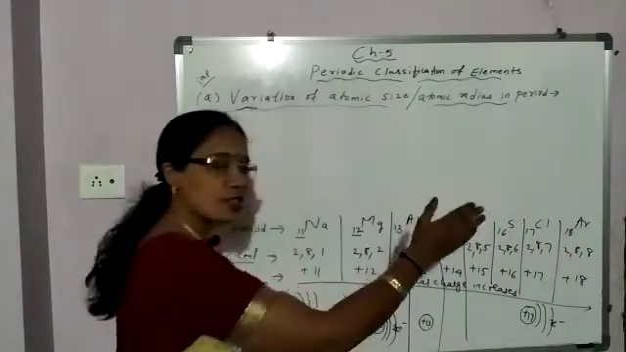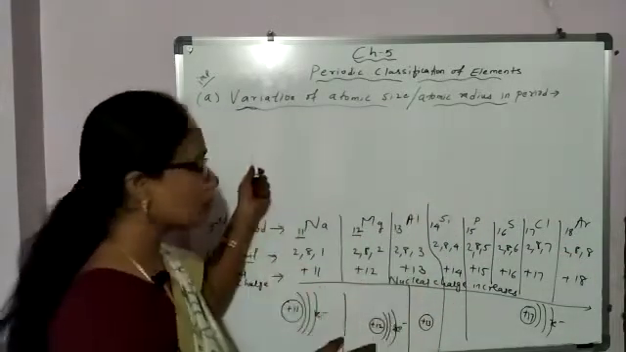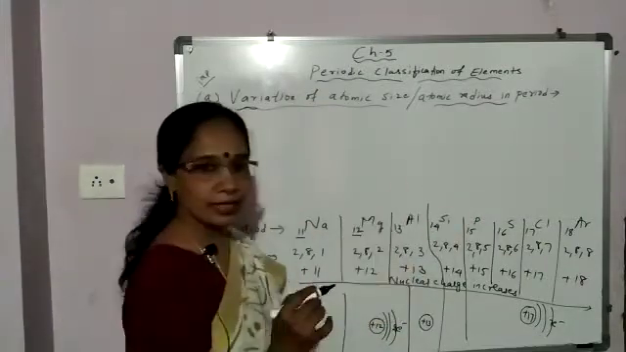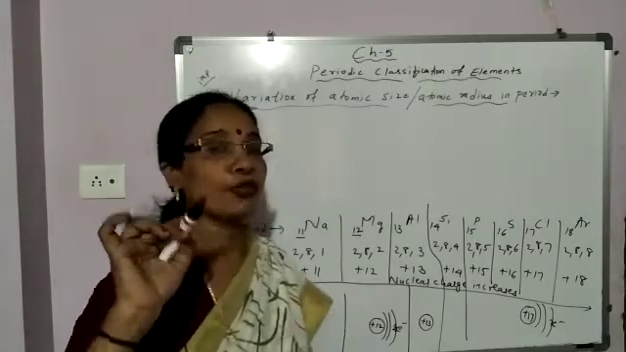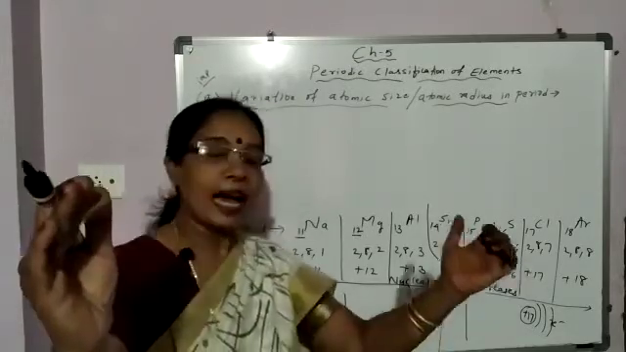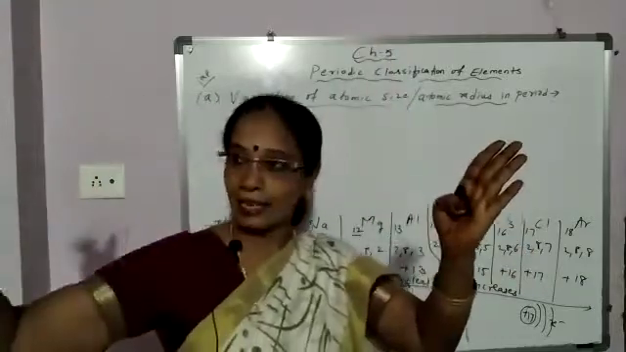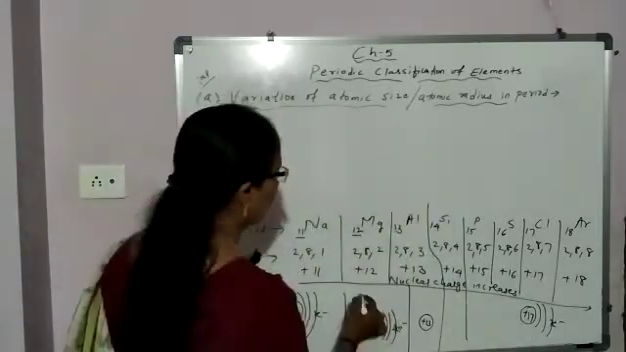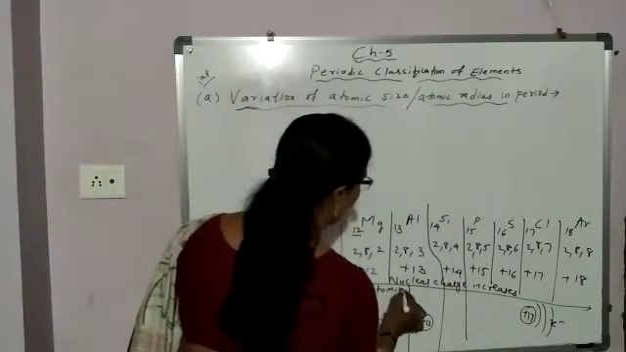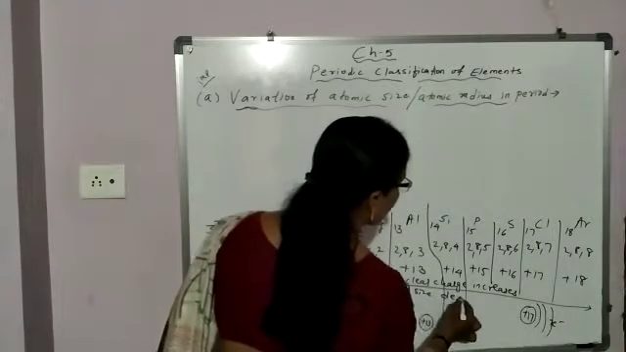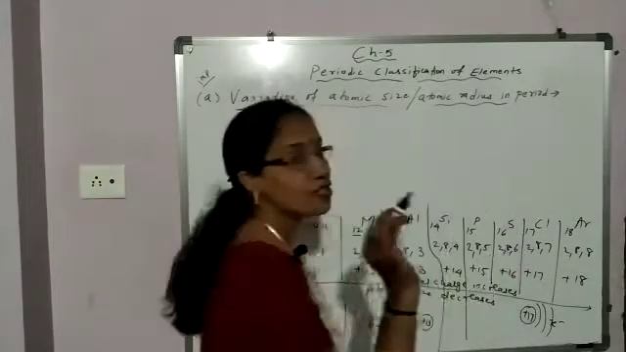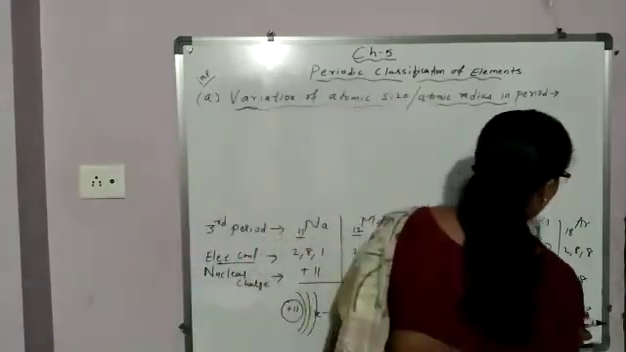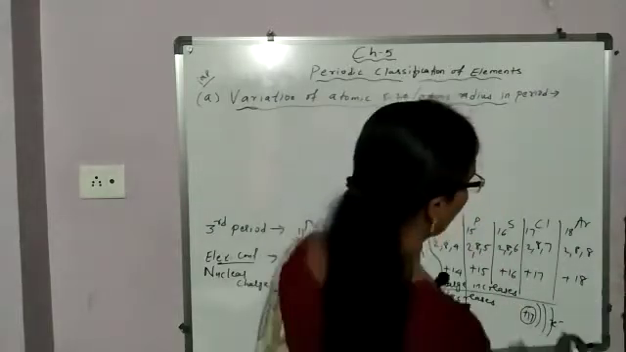So, what is the variation of atomic size or atomic radius in a period? As you move from left to right in a period, nuclear charge increases, and when nuclear charge increases, the force of attraction between the nucleus and the electrons in the outermost shell, suppose this is the nucleus, increases. So, size decreases. So, atomic size decreases. This is the variation.